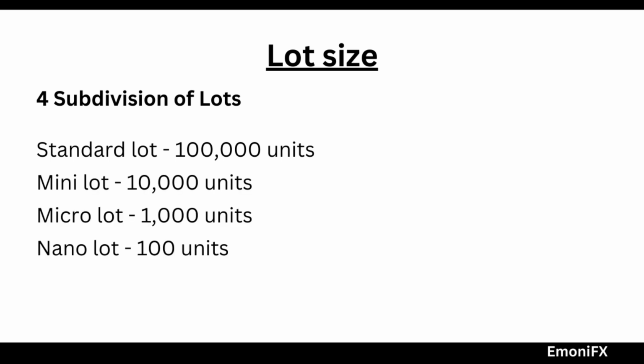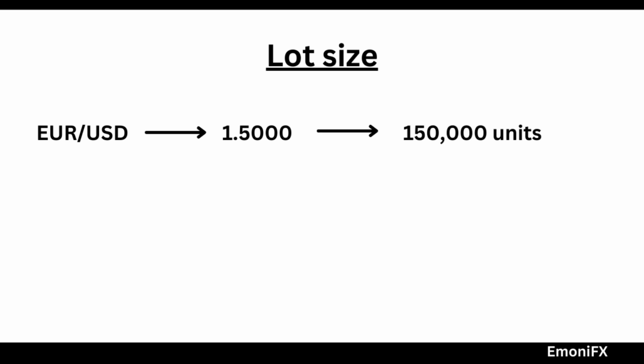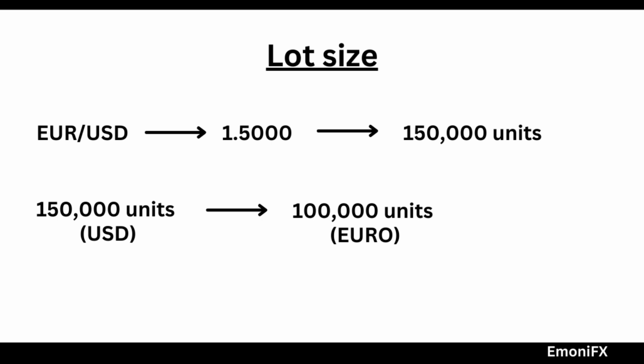The standard lot has 100,000 units, the mini lot has 10,000 units, while the micro lot has 1,000 units, and the nano lot has 100 units. Now if the Euro-USD exchange rate was $1.5, one standard lot of the base currency euro would be 150,000 units. This means at the current price, you'd need 150,000 units of the core currency USD to buy 100,000 units of euro. Now this might look very technical, but I'll show you it's going to be very easy to calculate when you start trading.